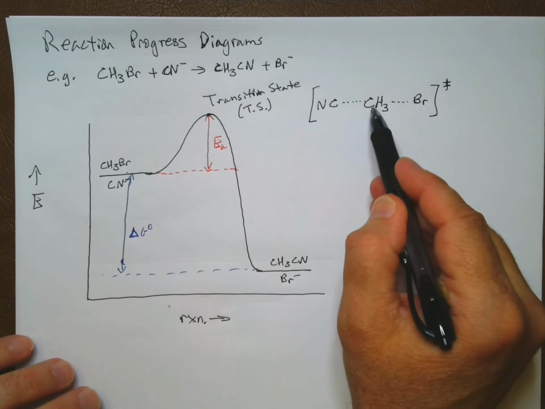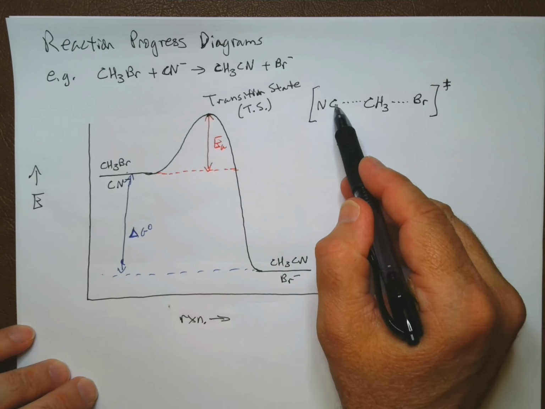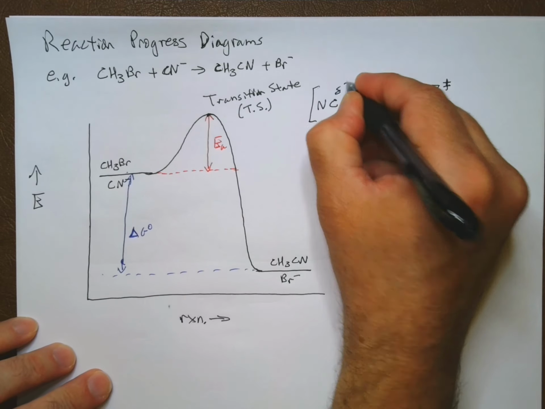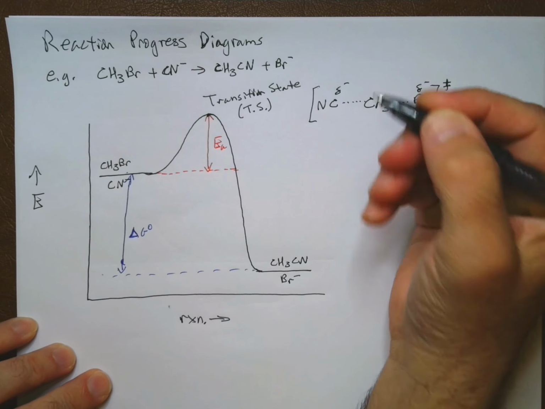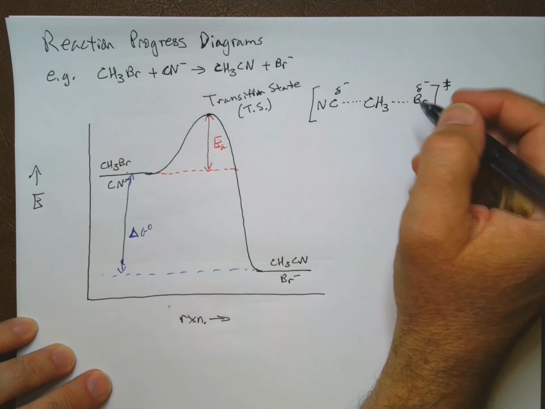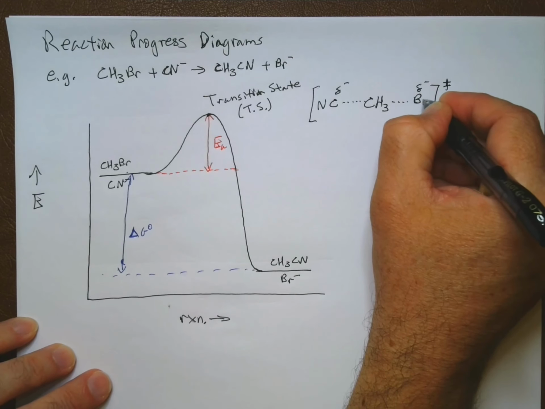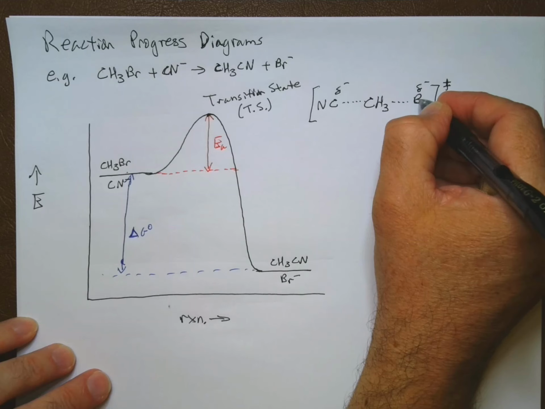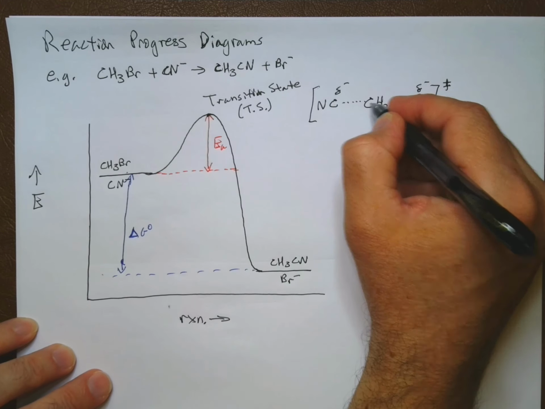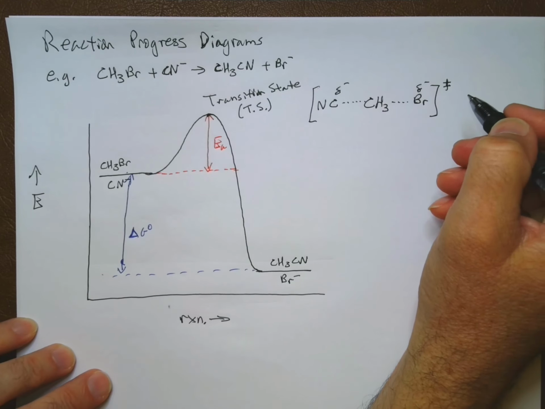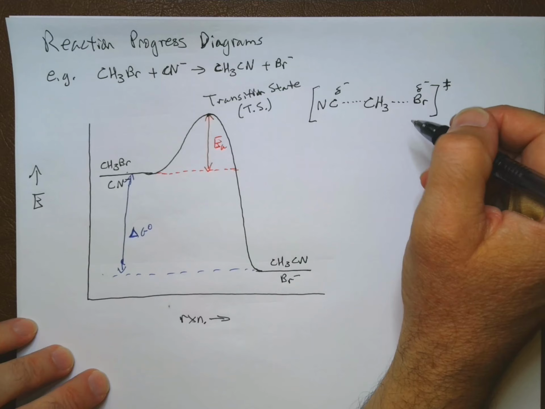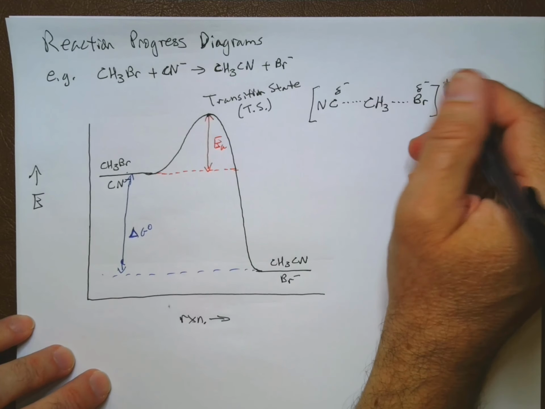So I have this weird species where the cyanide ion is coming in. And so I've got a delta minus there, delta minus there. The cyanide ion is coming in, and the bromine is being kicked off as a bromide ion. This carbon-carbon bond has not fully formed yet, and this carbon-bromine bond has not broken yet. This is a transition state, and transition states are not isolatable.